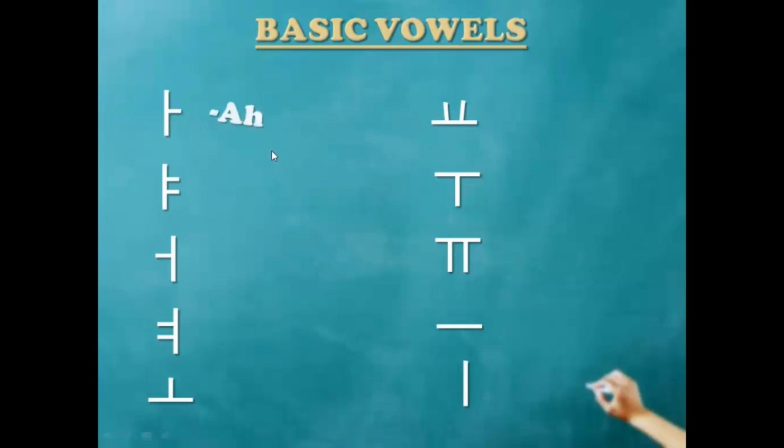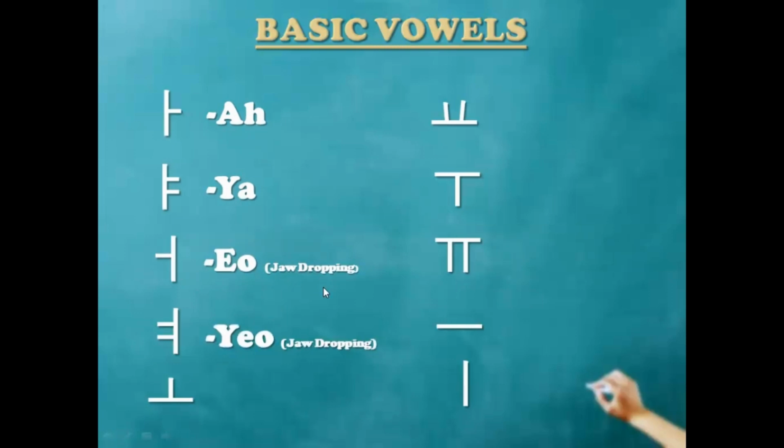Now to make it easier, let's have the romanization. First, a, ya, o, yo. So as you can see, this one, o, is jaw dropping. So ibig sabihin when you're pronouncing this character, your jaw is dropping, no? Same with this one, yo. Okay, next we have u. Simple circle. Yo. So same lang, simple circle.